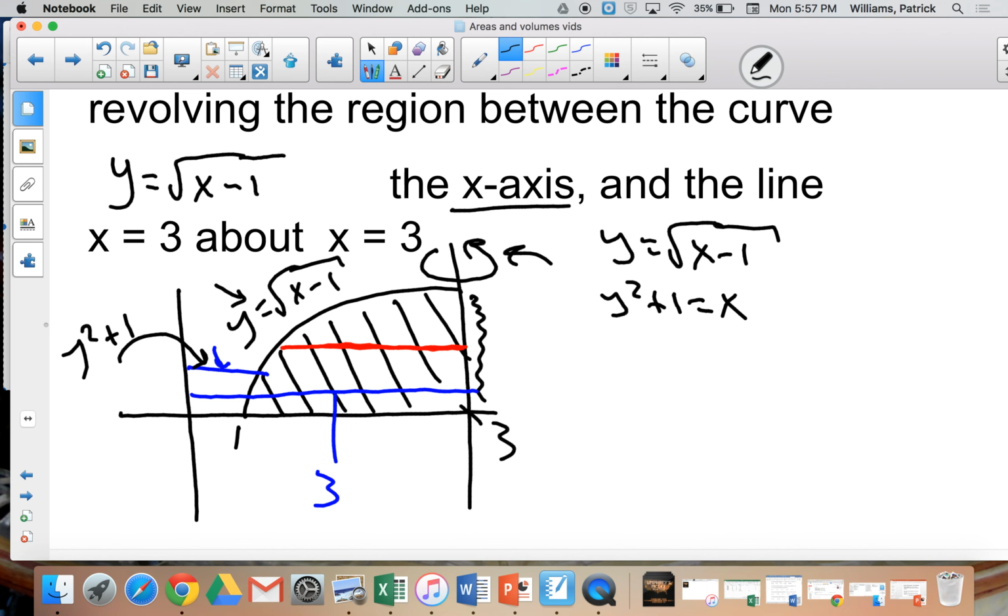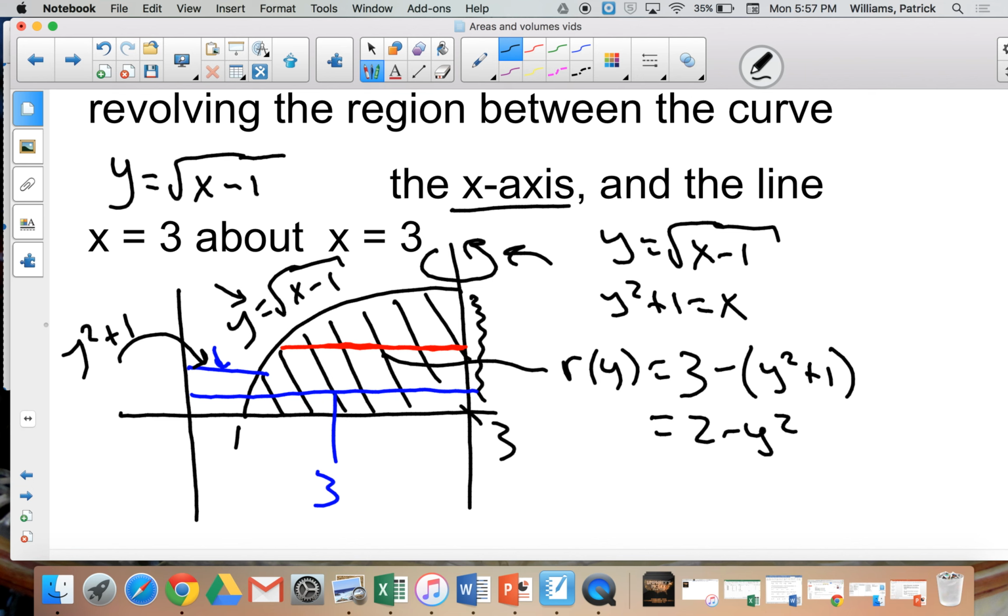So if we want to find that red line right there, that's going to be our radius function in terms of y. Maybe you guys didn't hear that voice crack and I just made it completely obvious, but it was kind of a bad one. At least it sounded like that from this end. So this whole thing would end up being 3 minus y squared plus 1, which would just give us 2 minus y squared. So we got our radius function.